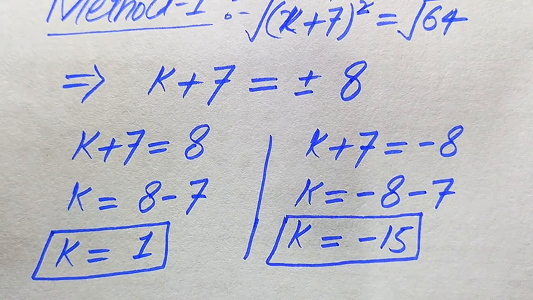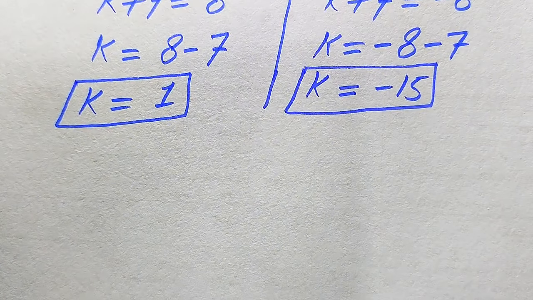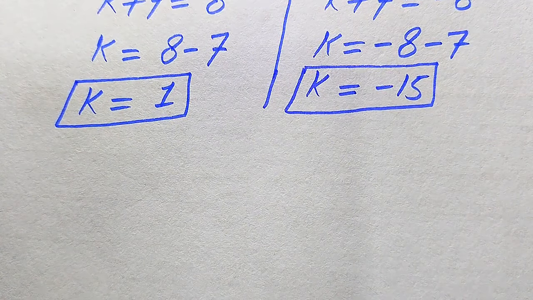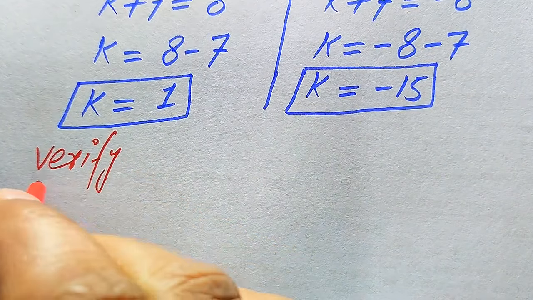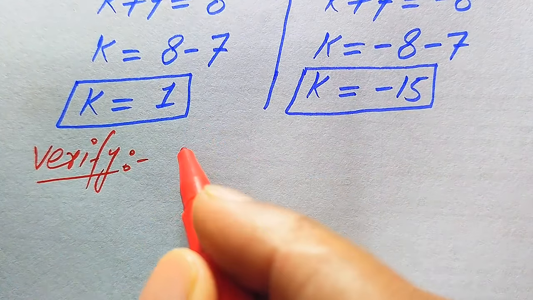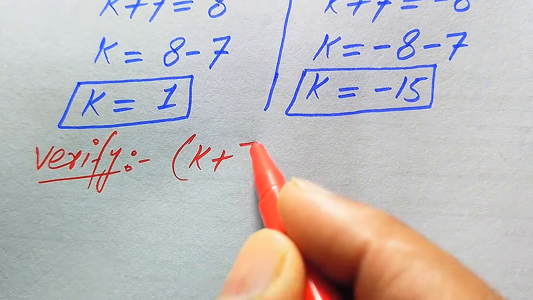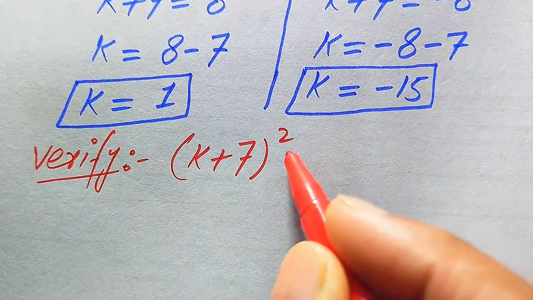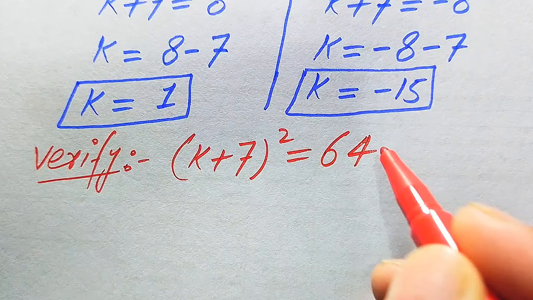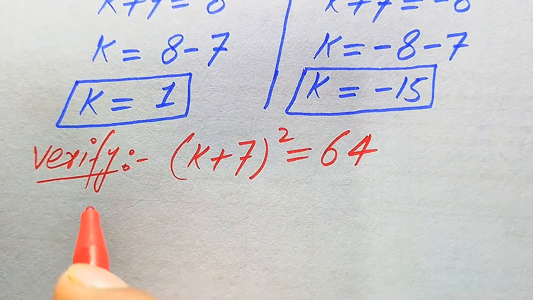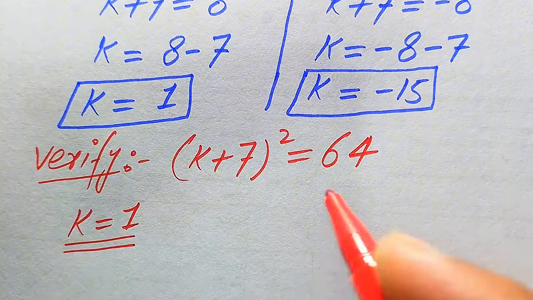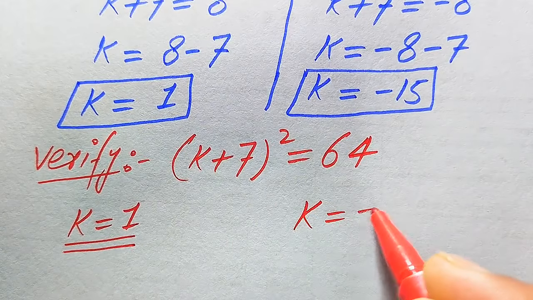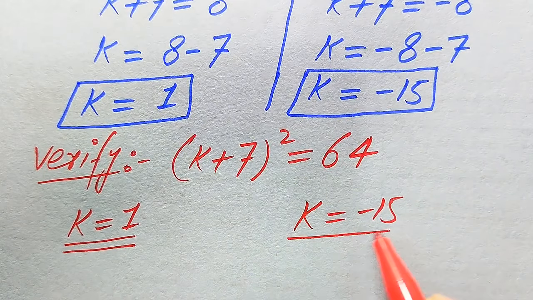So in the first method we get these two roots of the given equation, and now in the next step we need to verify which of the roots are solutions and which are extraneous roots. For verification we copy down the given question statement: (k + 7)² = 64. On one side we will verify k = 1, and on the other side we will verify k = −15.